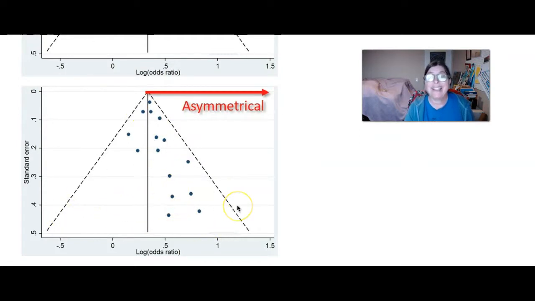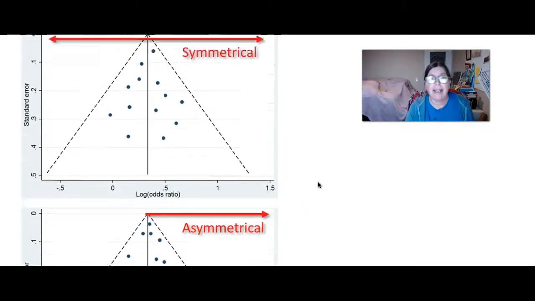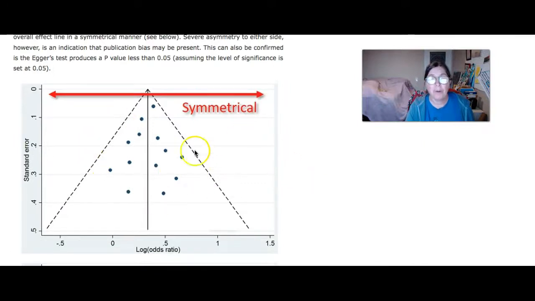If the funnel plot is asymmetrical, there is a possibility that the meta-analysis suffers from publication bias, or the collection of articles suffers from publication bias. You should look into that. And if the funnel plot is symmetric, you are probably okay. There's probably not publication bias within the collection of articles used in the meta-analysis.